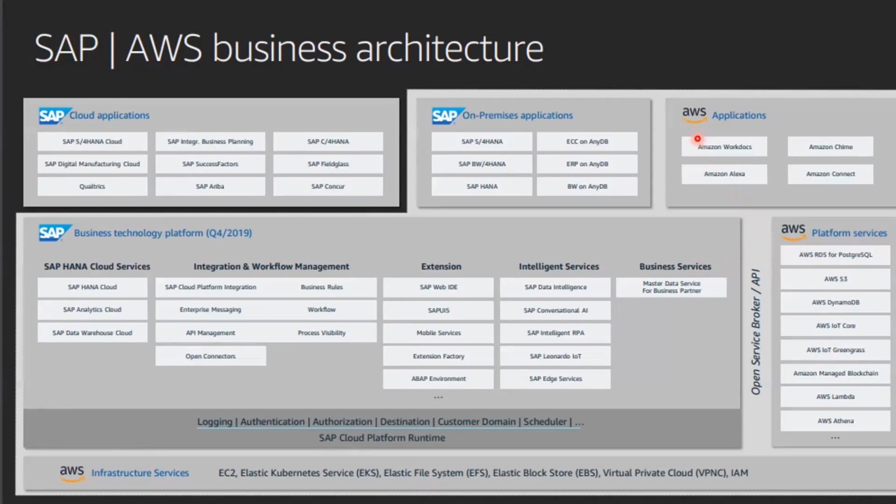In terms of application, you can use Workdocs, Amazon Chime, Alexa, or Amazon Connect. And there are many more. I've seen people using chatbots also. They use Lex and integrate it with their SAP application. So these are some of the machine learning and AI related services which you can use with your SAP workload.